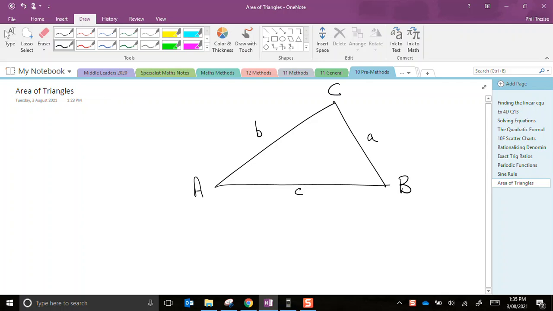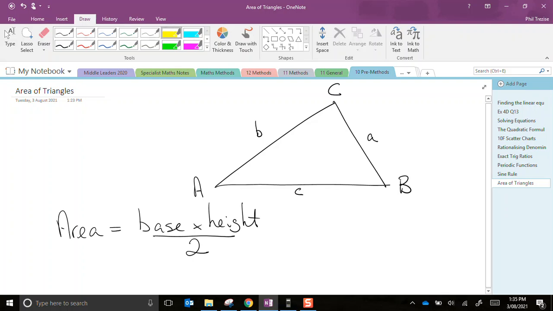Now, if I wanted to know the area of that triangle, you'd probably recall the old formula for area back in middle school was base times height over 2. Now that's great. We do have the base of the triangle. The base of the triangle here is length C, but I don't know the height of the triangle.